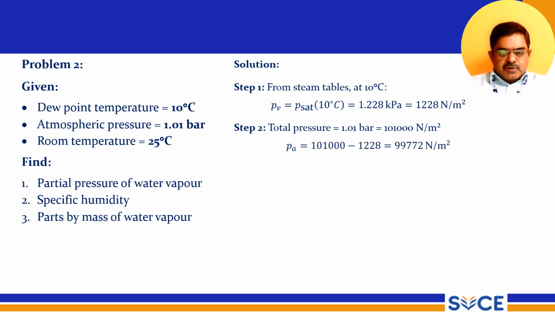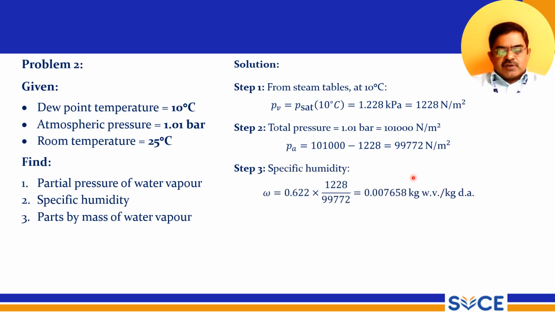So PA, now we can find out. Total pressure equals PA plus PV, and now PA can be found out from total pressure. So now this is coming as 99,772 Newton per meter square.